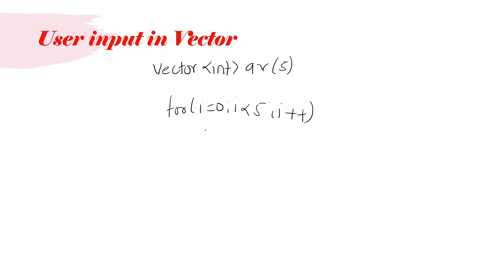And in the loop we do cin into arr of i. So this is how we take the input from the user into the vector. We simply do it like we do it for a normal array. There is no rocket science or any different method for this. We can do for a vector what we did for our normal array. So I hope you understand how to take user input in a vector.